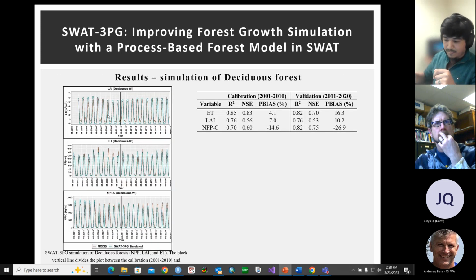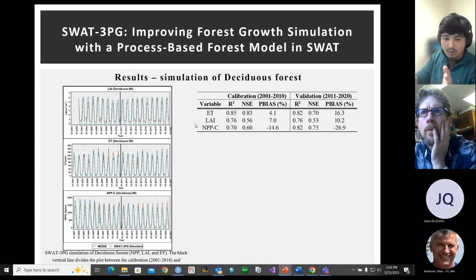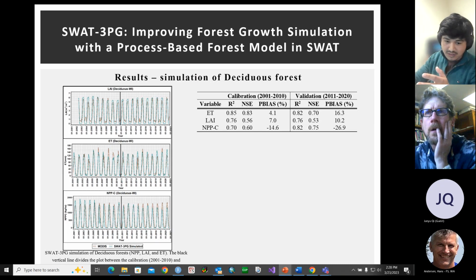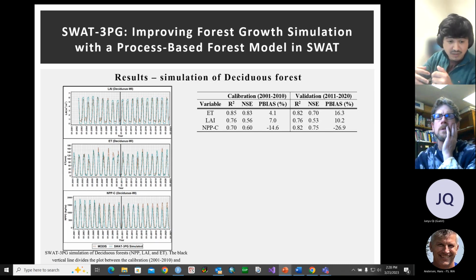After that, we moved into the deciduous forest systems, right? And as I mentioned, because we did not have in situ measurements available, we calibrated and validated against NPPC, LAI, ET, and NPPC, and of course the black line divides the calibration and the validation period, right? And these are the statistical parameters. But in general, this new forestry module was able to simulate carbon assimilation, NPPC, ET, and LAI really well for a deciduous forest system, right?